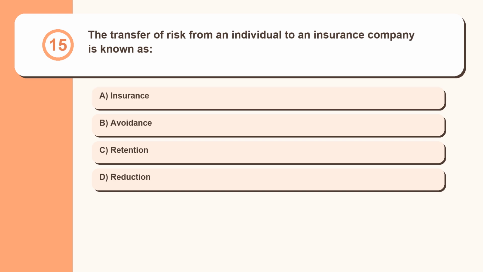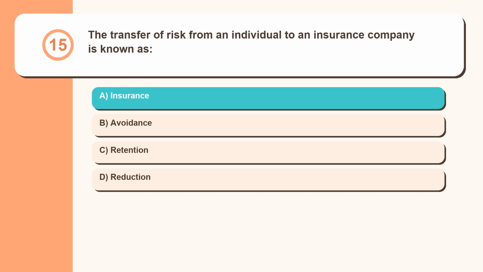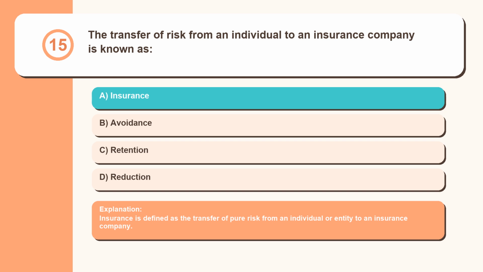Question 15. The transfer of risk from an individual to an insurance company is known as insurance, avoidance, retention, reduction. Insurance is defined as the transfer of pure risk from an individual or entity to an insurance company.